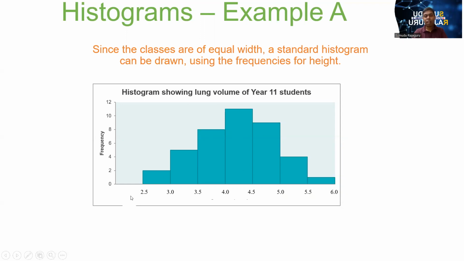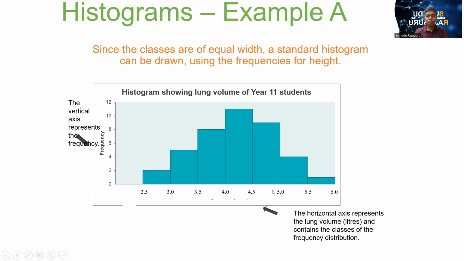So this is the illustration. You can see the lung volumes we are taking on the x-axis, and frequency on the y-axis. So this is the histogram. Now it is very clear. Then for lung volumes in liters from 4 to 4.5, there are maybe 11 members according to this frequency axis. So this is the simple illustration.